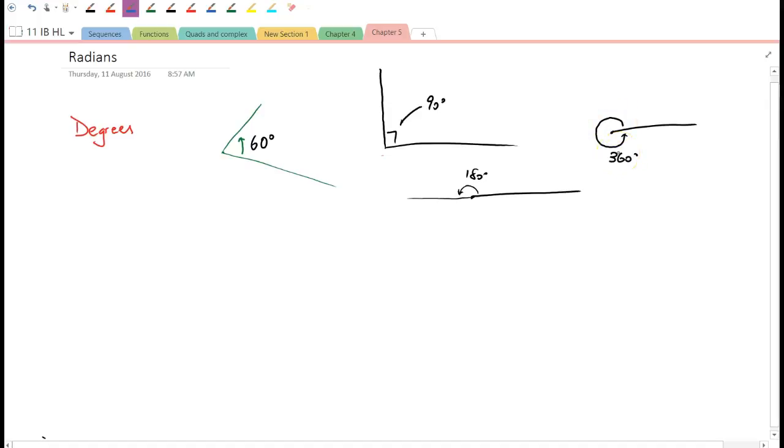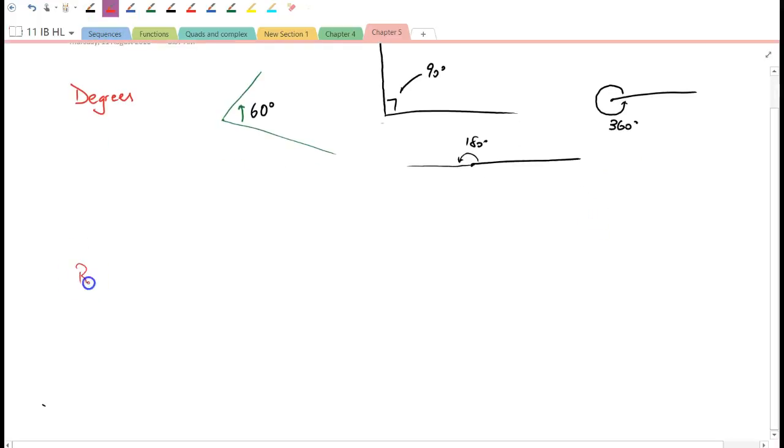So there are all these sorts of numerical theories for why 360 was used, and obviously we use it to this day. But there's a more mathematical way of measuring angles, and that is using radians. Radians are a more purely mathematical measure. And let's cut to the chase and define what a radian is.